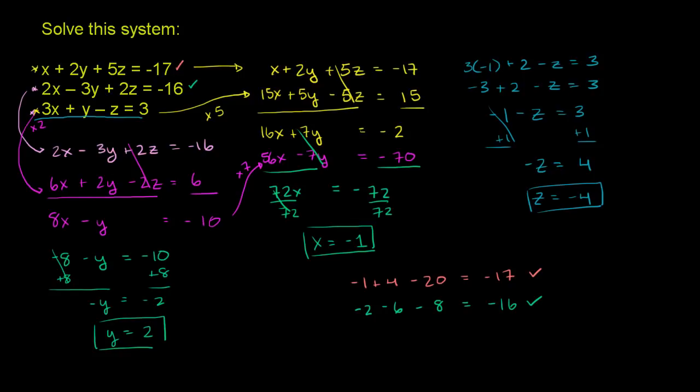And then finally, let's look at the last constraint. We have 3 times x, so negative 3, plus y, so plus 2, minus z. So minus negative 4 is the same thing as plus 4. That needs to be equal to 3. So negative 3 plus 2 is negative 1, plus 4 is indeed equal to 3. So we found the point of intersection in 3 dimensions of these three planes. X is negative 1, y is 2, z is negative 4, and we were able to verify that it does indeed meet all of the constraints.